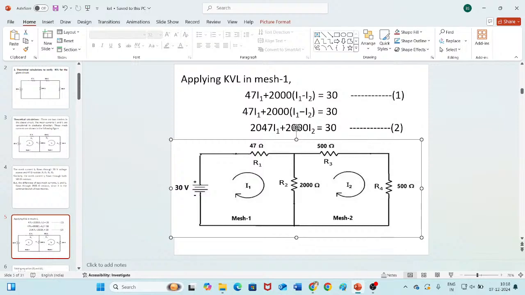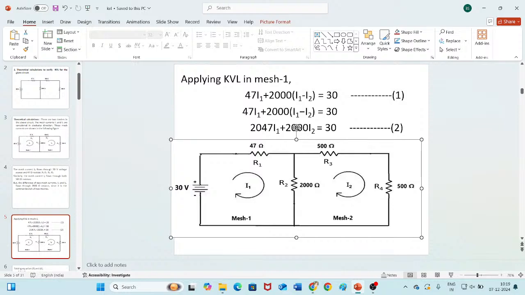According to Kirchhoff's voltage law, the algebraic sum of all the voltage sources in a closed path must be equal to the algebraic sum of the voltage drops in the closed path. So this is my first closed path, mesh 1. I am going to apply Kirchhoff's voltage law in mesh 1.